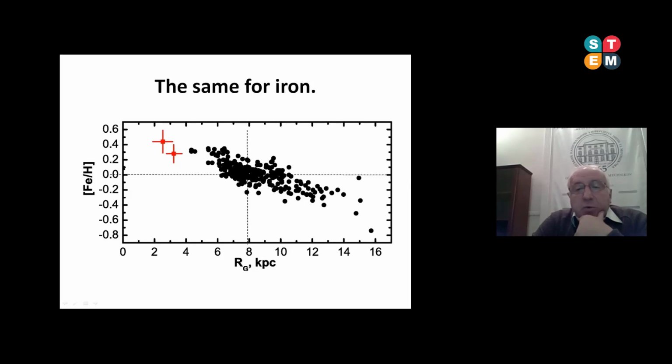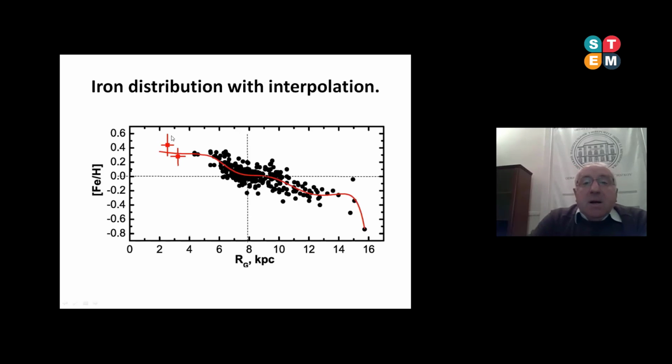You see, as I told you, the gradient is negative. So as galactocentric distance decreases, metallicity increases. This is a logarithmic scale. We should keep in mind that it is in fact an exponential increase, but in logarithmic scale it is more or less linear. And here are our two stars. And this is the iron distribution with interpolation.